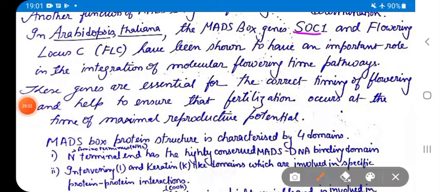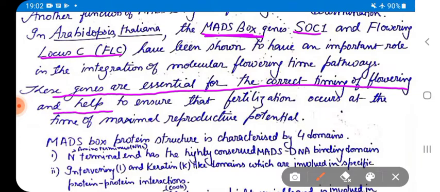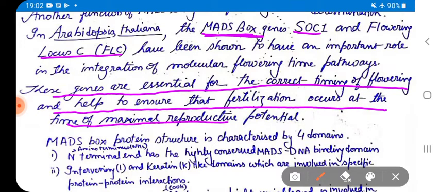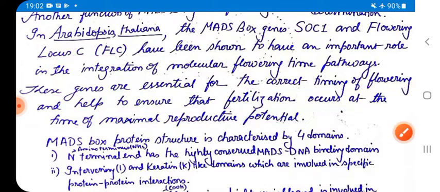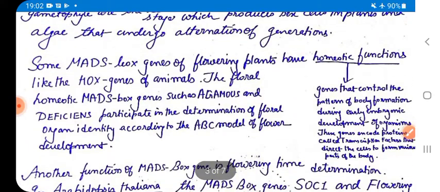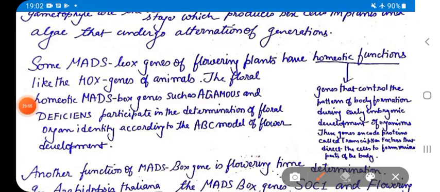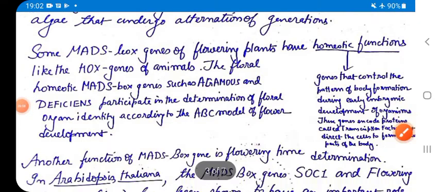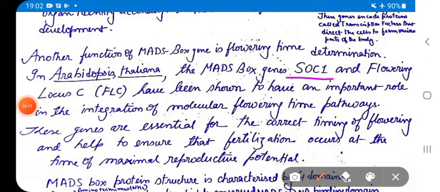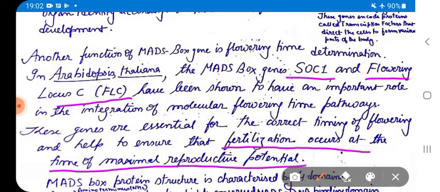So this SOC1 and Flowering Locus C contain the MADS-box sequence, and these genes are essential for correct timing of flowering and help to ensure that fertilization occurs at the time of maximal reproductive potential. So MADS-box genes have different functions. They help in flower development, and most of the MADS-box genes have homeotic function, like AGAMOUS and DEFICIENS. They also determine the correct timing of flower development, like SOC1 and Flowering Locus C, which ensure that fertilization occurs at maximal reproductive potential of the plant.